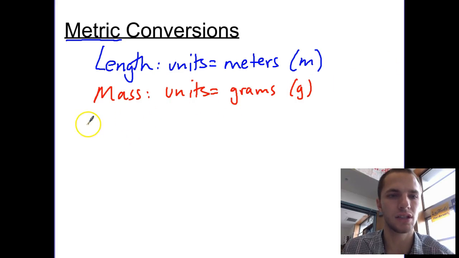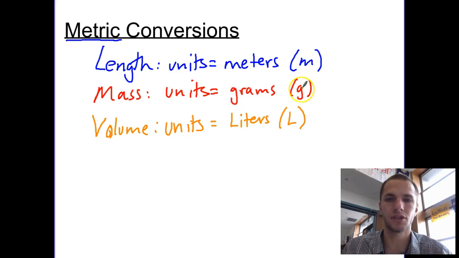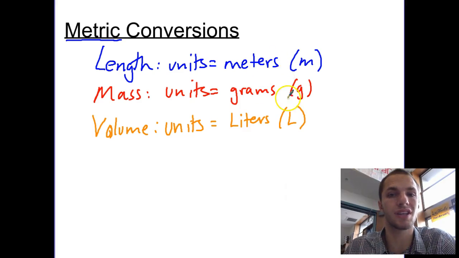And last but not least, if we want to measure the volume of something, which is how much space an object takes up, basically how big it is, the units that we use for volume are called liters, and we abbreviate that with a capital L. Now, in some situations, liters or grams or meters are not going to be the appropriate unit to use. We need to use something different, something that's either smaller or bigger.